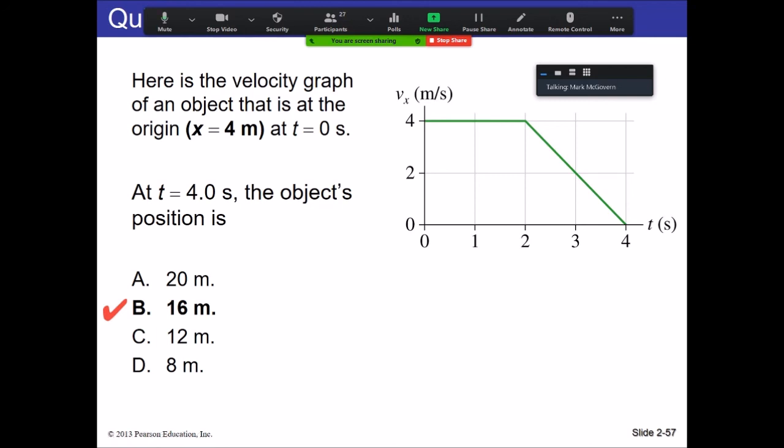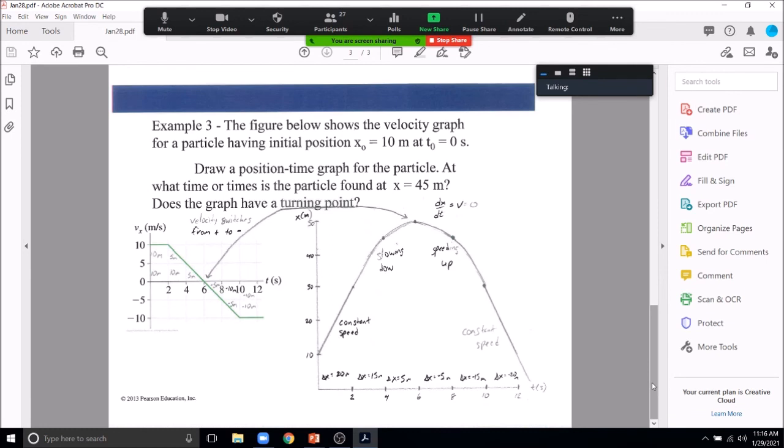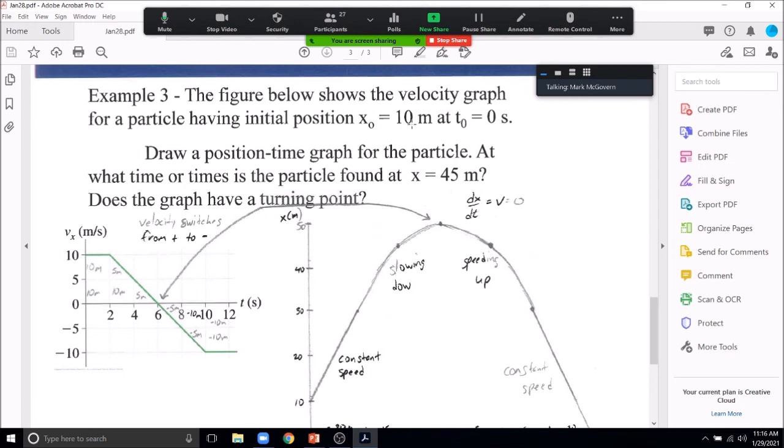All right, so let's do a problem. I'm going to zoom in a bit here. We are given a velocity graph, which you see on the left-hand side here. And we're told that we're going to start at an initial position of 10 meters at 0 seconds. And we want to figure out what the position-time graph is going to look like, and then answer a couple questions about the motion. So let's do it. Now, this is done in a similar fashion as the other one.